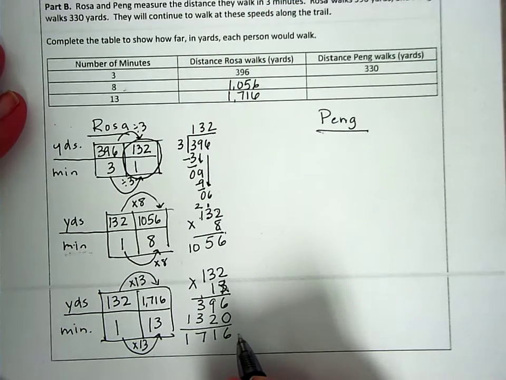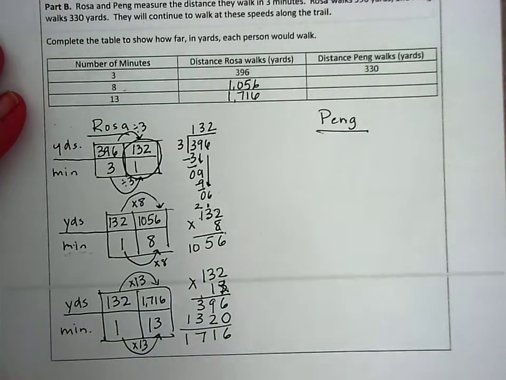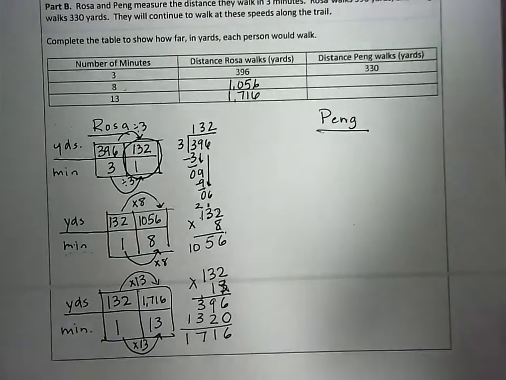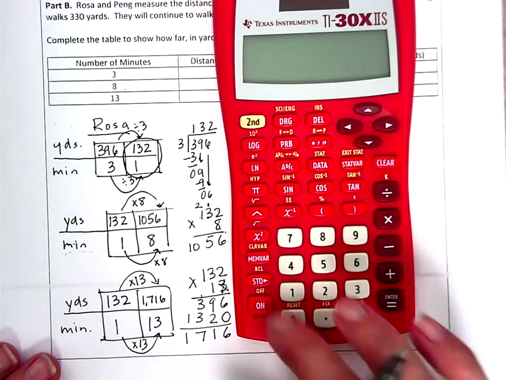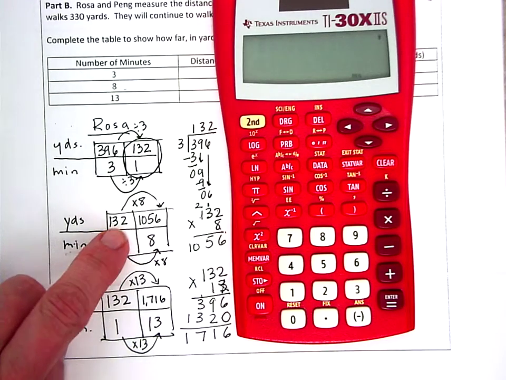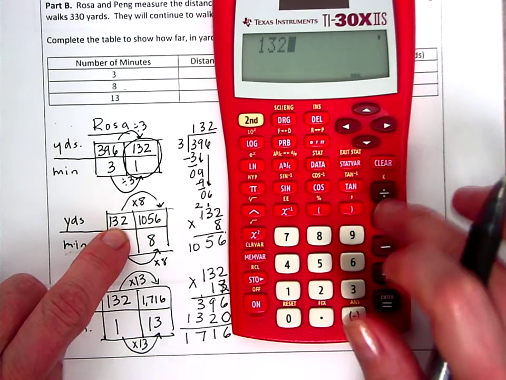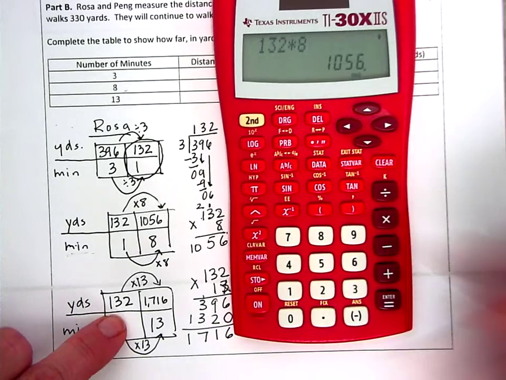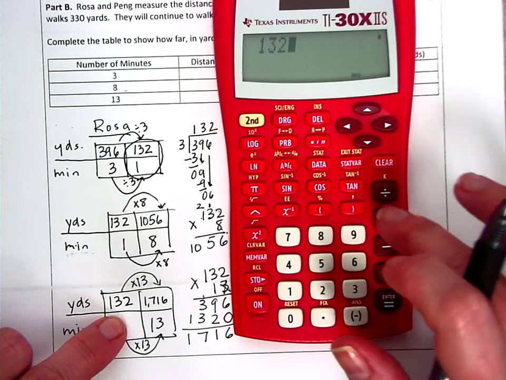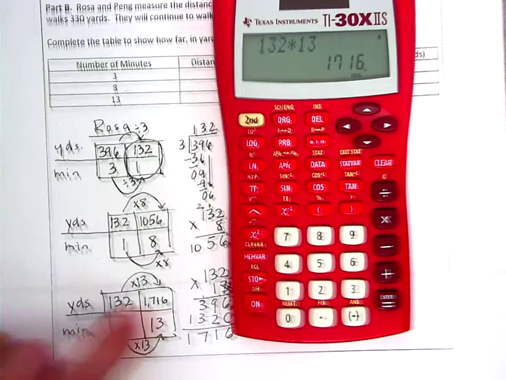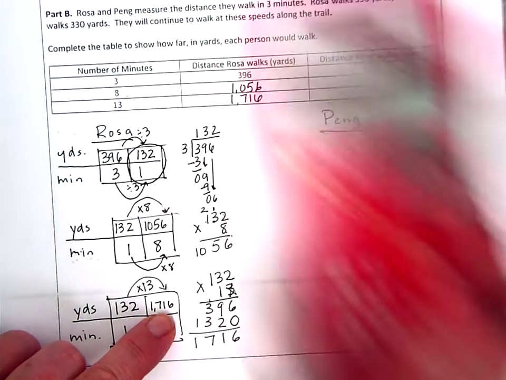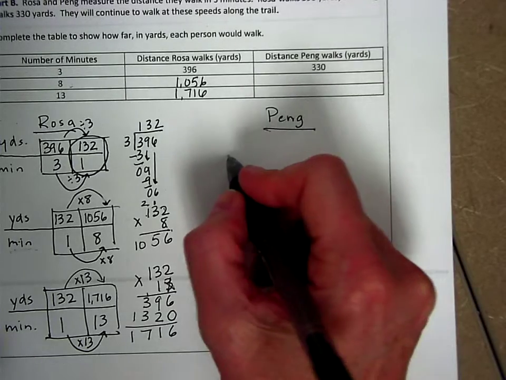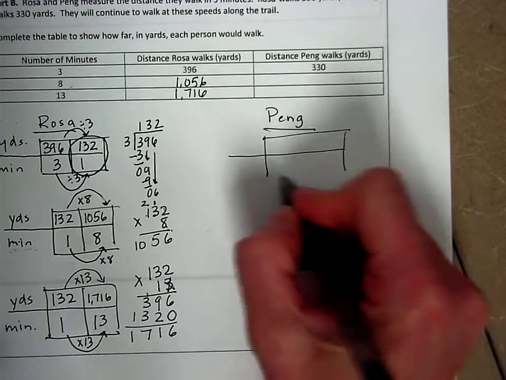1,716 yards. I am going to double check my work with a calculator just to show you guys how you would put this in. All right, so I'm going to take 132 and multiply by 8. Good, we got 1,056. Okay, and then I have 132 times 13 equals 1,716. Good. Okay, now Peng walked, let me do my ratio table here.